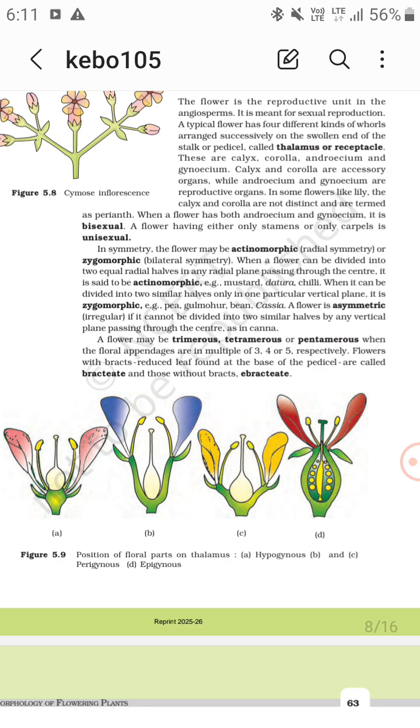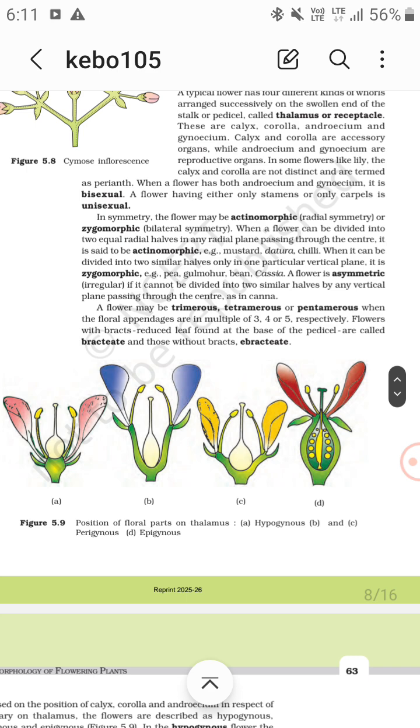Now a flower can be bisexual or unisexual. In bisexual, both androecium and gynoecium, the male reproductive structure and the female reproductive structure, are present in the same flower. And unisexual has either only stamens or only carpels.